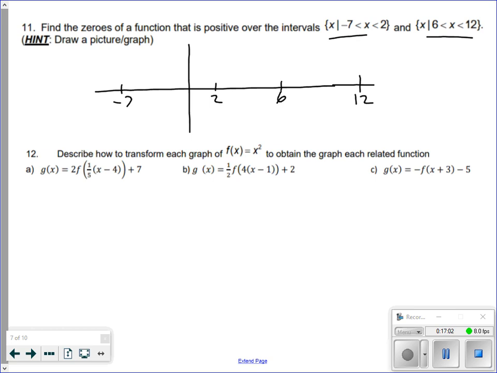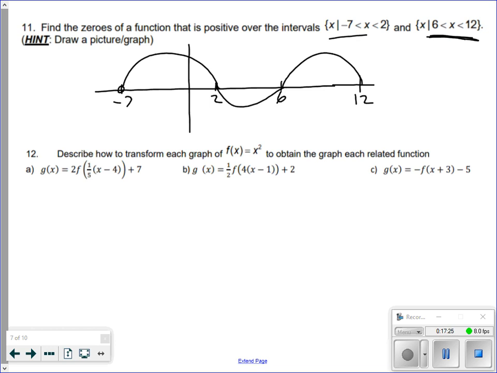All right, so I'm told I'm starting at -7, and I'm going all the way to 2. All this right here is positive. But everything after 2 is going to be negative. So from 2 to 6, everything's negative. And I know it's going to be 2 to 6 because I'm told 6 to 12 is all positive. So from 6 up to 12 is positive.